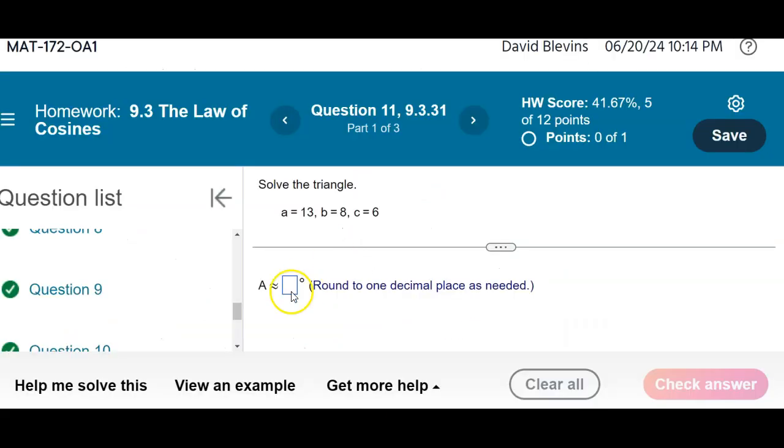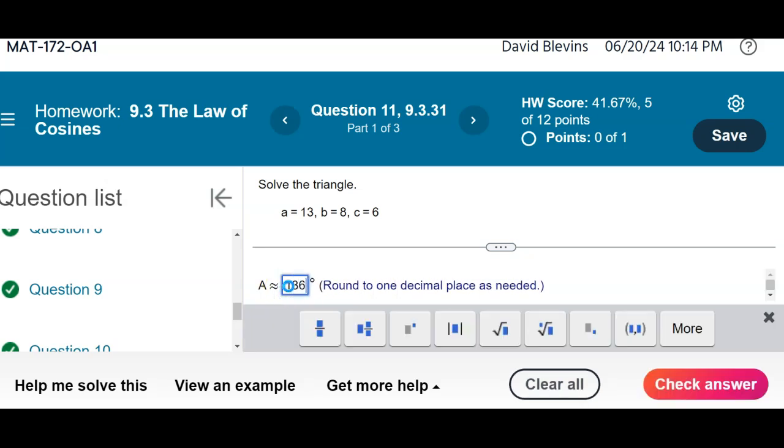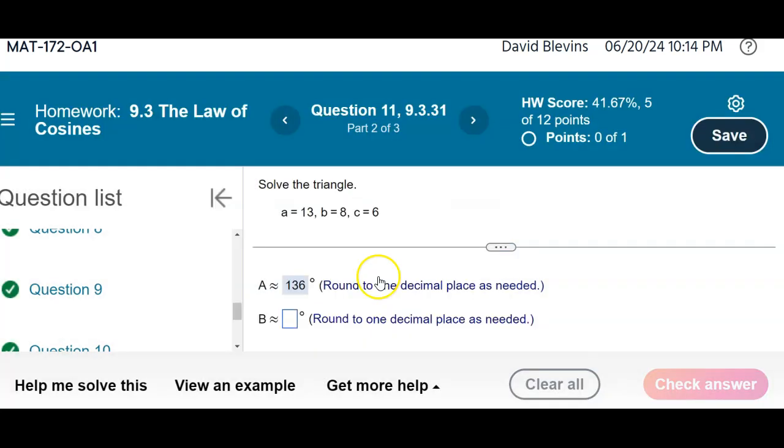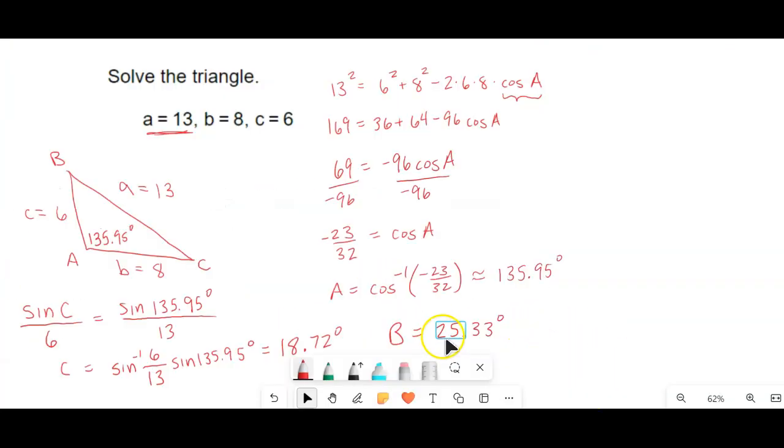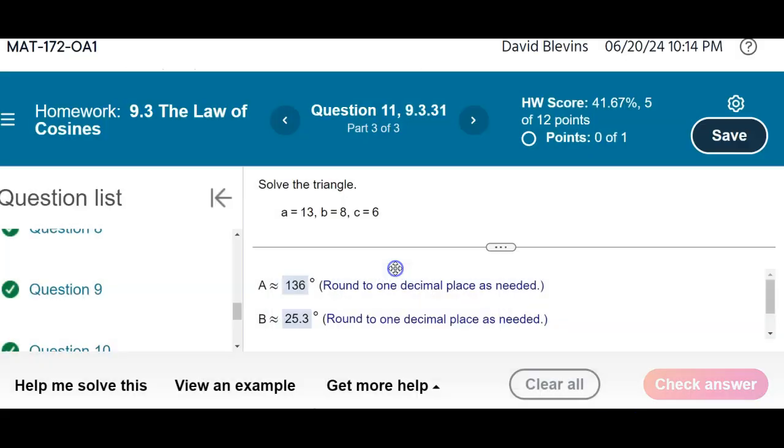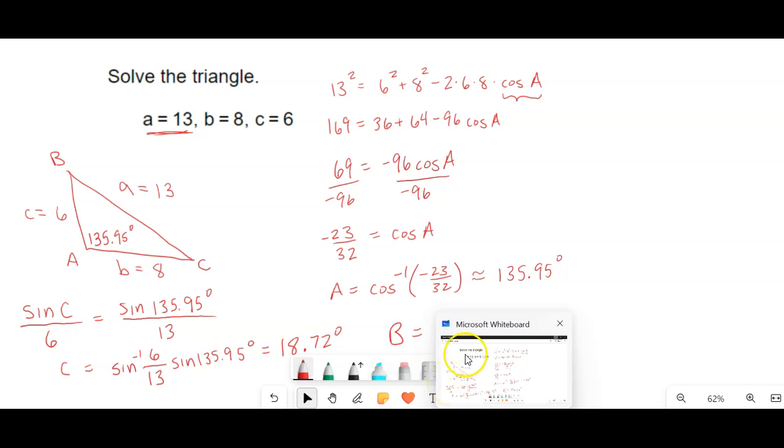All right, we got 135.95 for A. They want one decimal place, so 135.95 will round to 136, so 136.0 technically. All right, B again to one decimal place, we got 25.33, so we'll just say 25.3. And then C to one place, 18.72, so that'll just be 18.7.